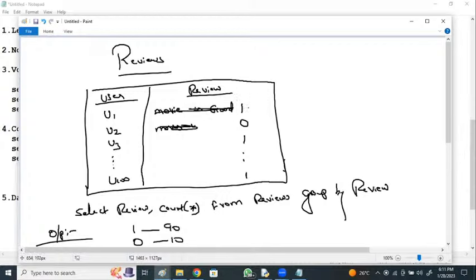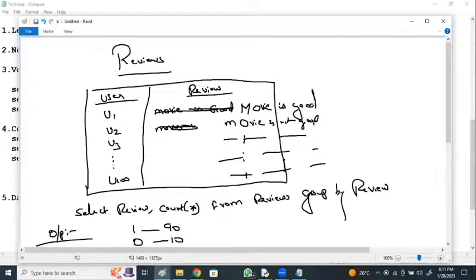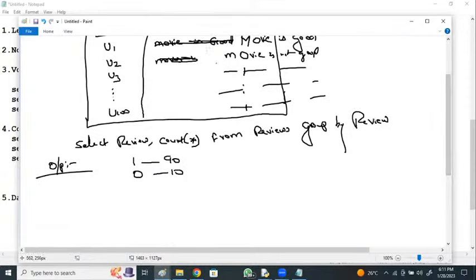But if the reviews won't be given in zeros and ones, and they give the reviews in their own text format, first person saying movie is good, second person saying movie is not good, in this way they are giving the review in their own text format. Here, 90 people saying movie is good and 10 people saying the movie is bad.